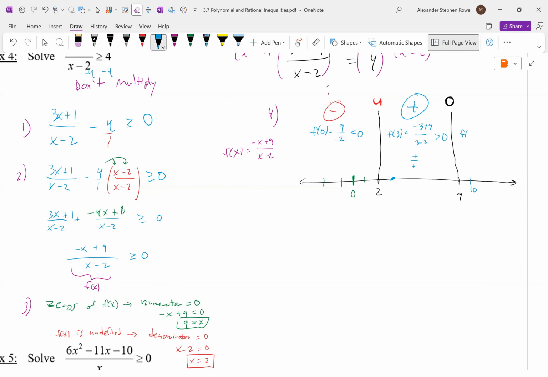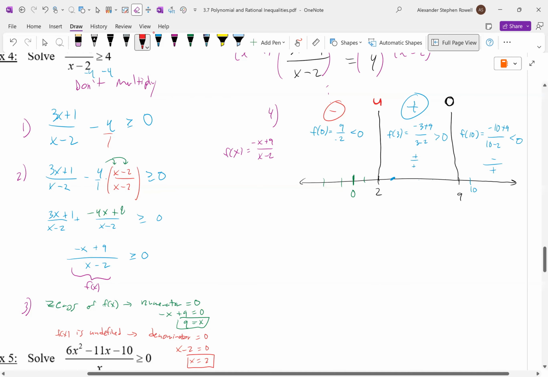Any questions so far? Pick your favorite number greater than 9. Let's plug in 10. F of 10 is equal to negative 10 plus 9 over 10 minus 2, which would be negative over positive, which is negative. So I know that every value in this interval will be negative, because the only way that it can switch from negative to positive is to have a 0 or undefined. But we found all places at 0 and undefined.